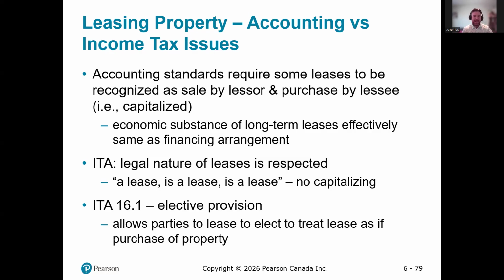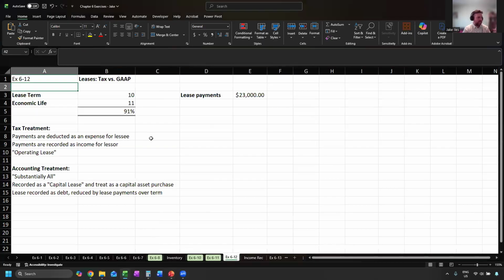I don't know if you guys will have done that yet, but for those who have, you will have seen this before. The thing about tax is tax does not recognize capital leases. A lease is a lease is a lease. So whatever those lease payments are, that's what's going to be deducted from your taxable income. An elective provision allows parties to a lease to elect to treat the lease as if it were a purchase of property. So there is an election for capital leases, but in my experience, most businesses just allow the lease payments to be deducted because if you make this election, now you're restricted by CCA, not just the lease formulas.